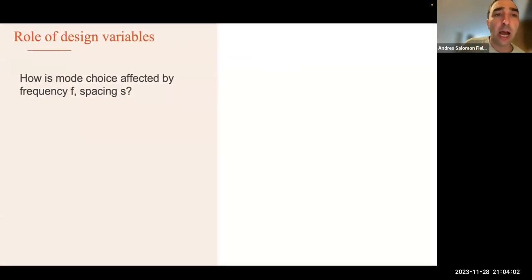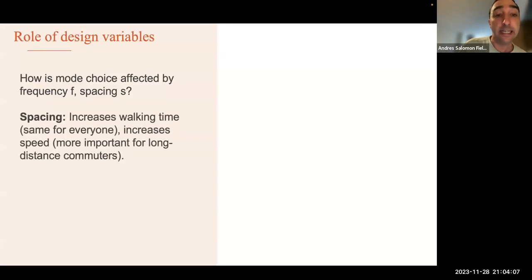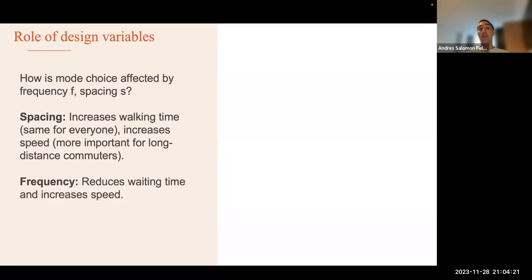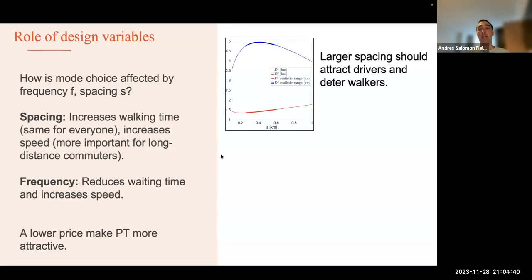So how is mode choice affected by frequency and spacing? Spacing increases walking time, right? If we increase spacing, we increase walking time, which is the same for everyone, but it also increases speed, which is more important for long distance. So the overall effect is not so obvious. Frequency, on the other hand, will reduce waiting time for everybody and will increase speed for everybody. This is because it reduces the time at bus stops. So if we increase frequency, basically, public transport will become more appealing in general. And of course, lower price also makes public transport more appealing in general.